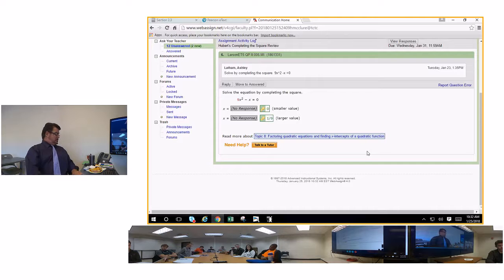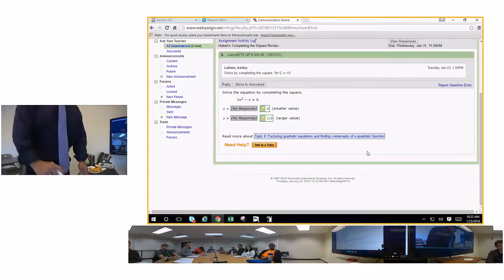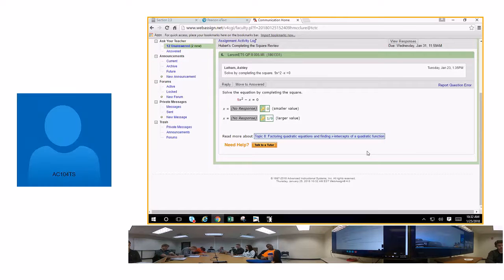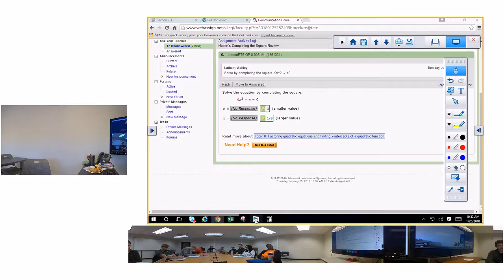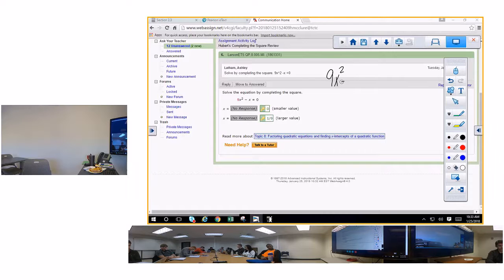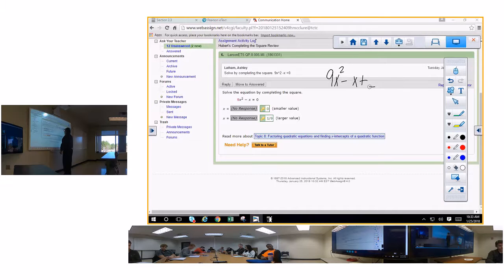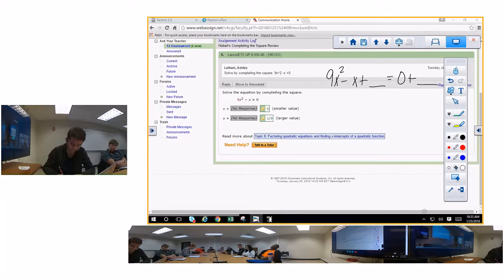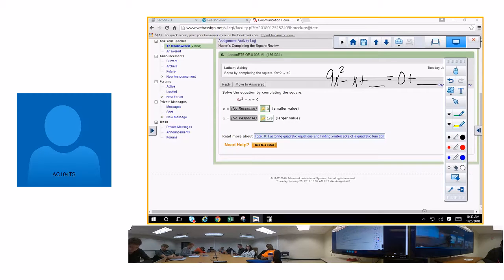9x squared minus x is equal to 0. Now, before we start completing the square, what do we have to do?